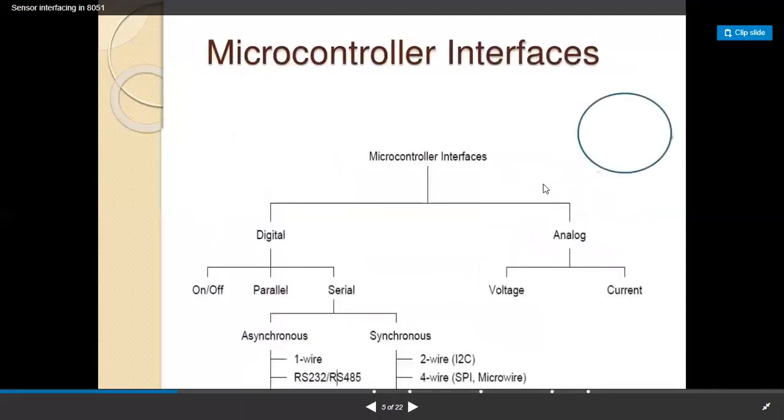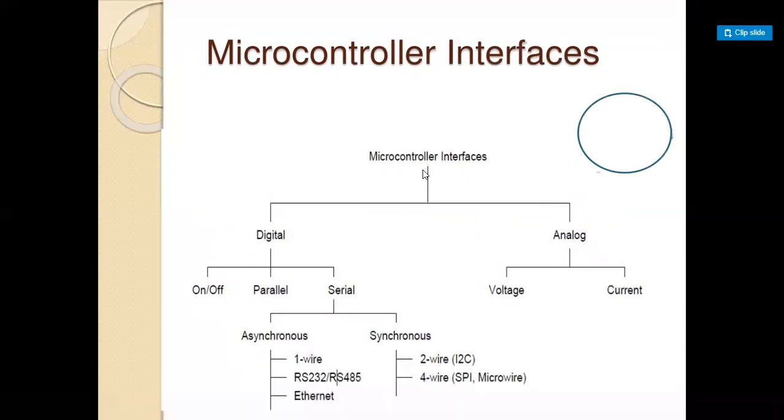Microcontroller interfaces are divided into two parts, digital and analog. Digital is divided into two parts, on and off, parallel, and serial. Analog is divided into voltage and current, and the serial is further divided into asynchronous and synchronous. Synchronous is further divided into 2 wire and 4 wire, and asynchronous is divided into 1 wire, RS-232, and Ethernet. So this is the classification of microprocessor interface.